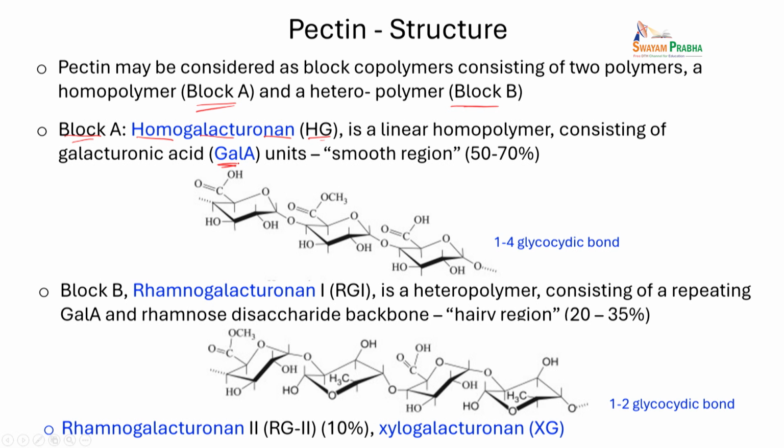Okay, and so in the entire pectin, you have a certain region which is made up of block A, right? And this block A is called homogalacturonan. Okay, and this homogalacturonan block consists of this galacturonic acid, and this part of the chain is called the smooth chain because it is linear and nicely packed. In any given pectin sample, typically between 50 to 70% of the entire polymer is made up of this block A, the homogalacturonan component.